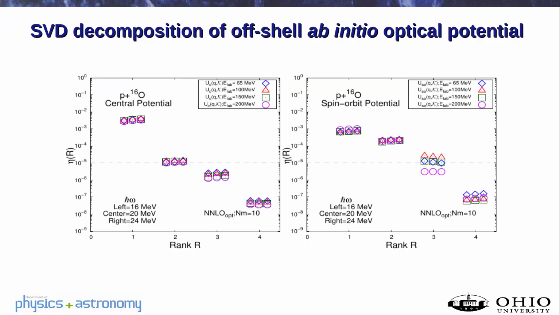SVD works for complex functions as well as for real functions. We have now a central piece and a spin orbit piece, and this is the first one. My student Jose, who is second here, started doing that. This is oxygen-16, the central and the spin orbit as a function of energy from 65 to 200. We just calculate at 65, 100, 150, 200. And what you actually see is that these singular values are not energy dependent. I was floored when I saw that, okay? So that means, on the other hand, all the energy dependence will have to be in the vectors.